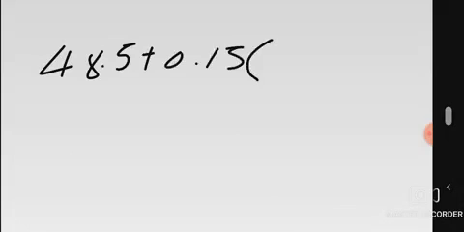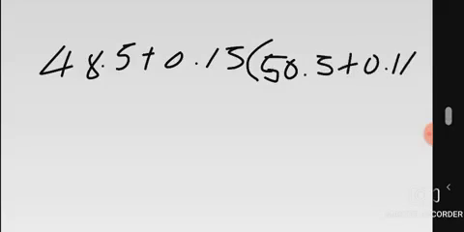So it will be like 48.5 plus 0.15 open brackets, because it was supposed to be Y, but we're now substituting the Y. What is Y equal to? 50.5 plus 0.1 X. Then you just solve where X, of course, X is equal to this entire equation here. Then you just solve for X, and for sure you get your answer.